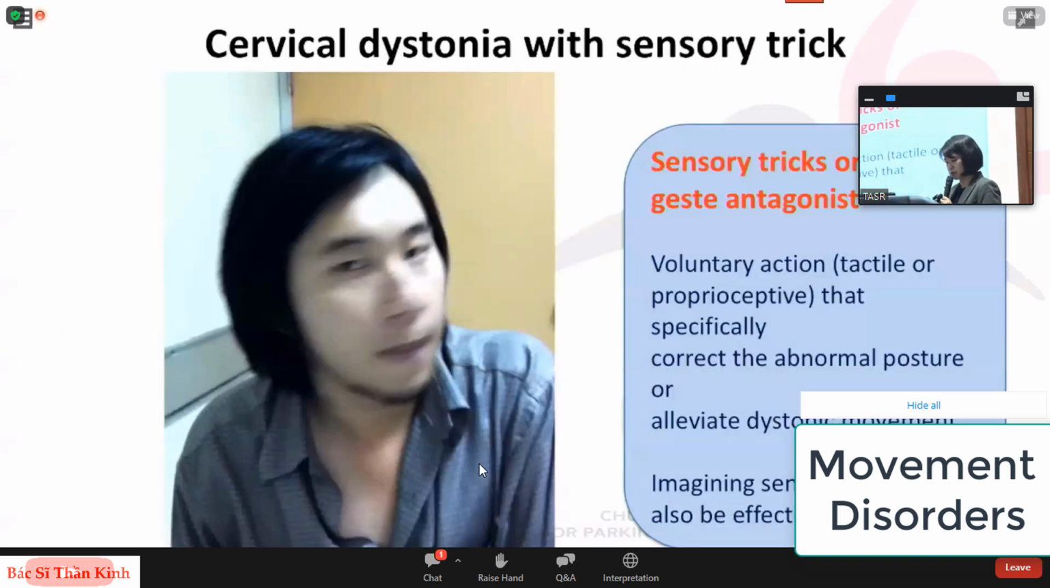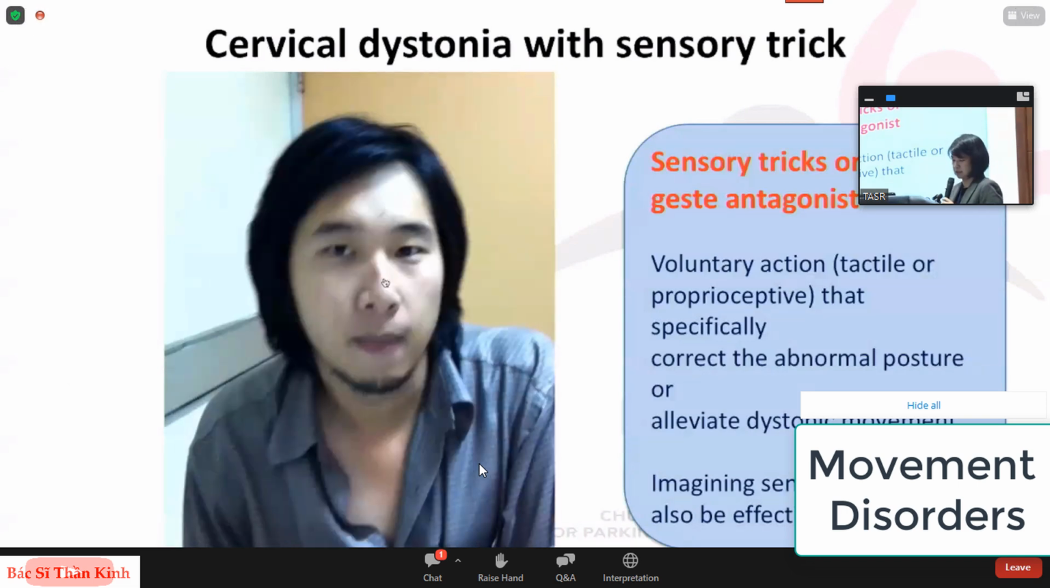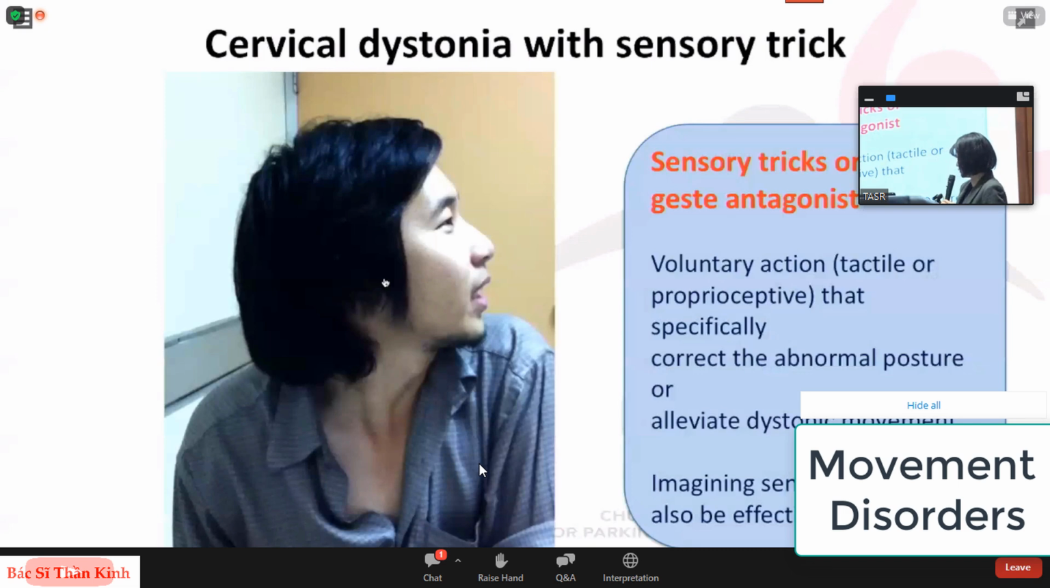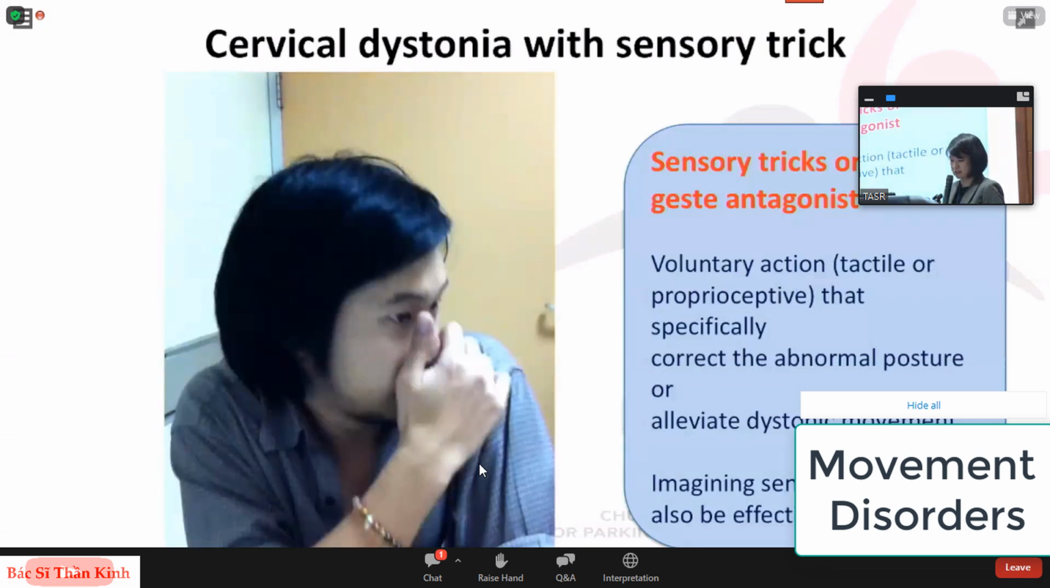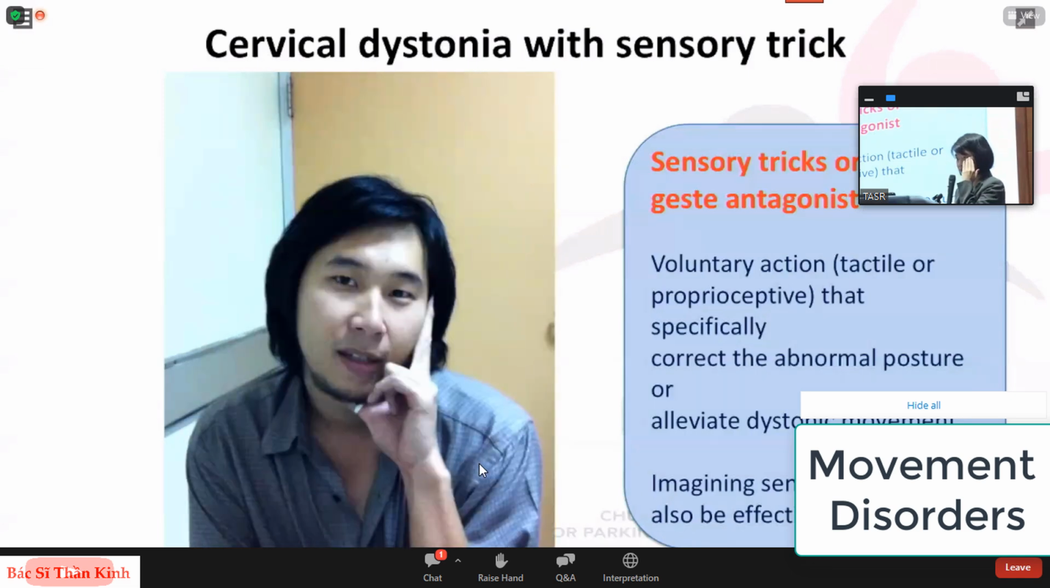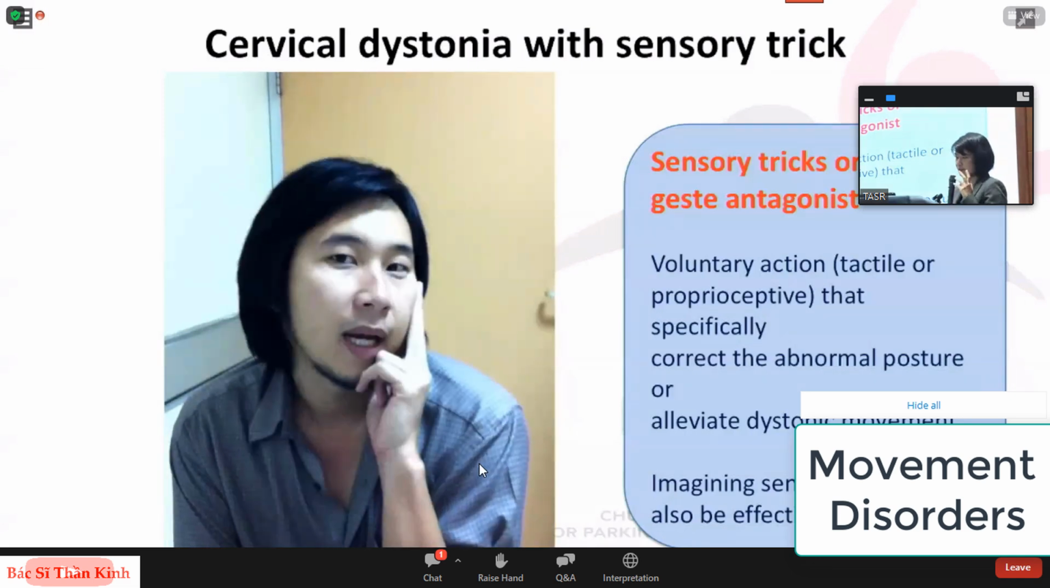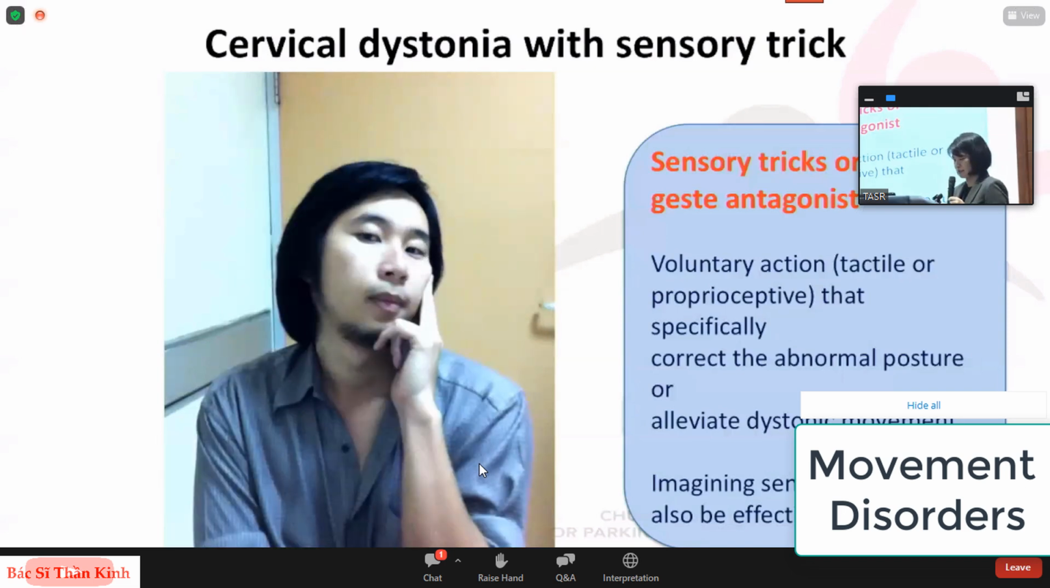For the cervical dystonia, sometimes we will see an interesting sign. This is called sensory trick. You will see this severe cervical dystonia patient, and he said that he just touched his nose or his face, and then the position can be corrected. This is called sensory trick or just antagonist. This is a voluntary action, like tactile or proprioceptive, that corrects the abnormal posture or alleviates the dystonia, and sometimes imaginary sensory trick can also be effective.